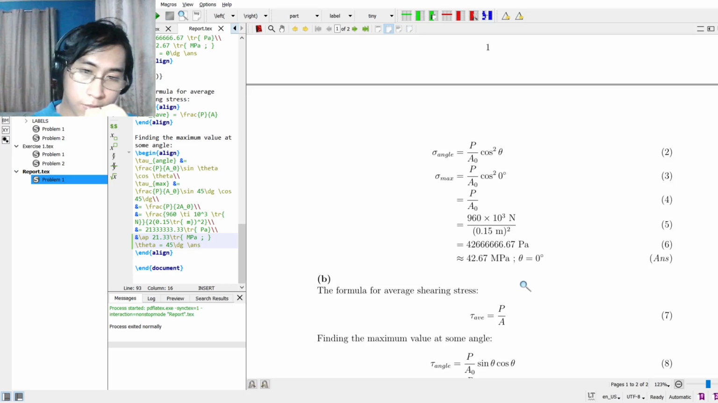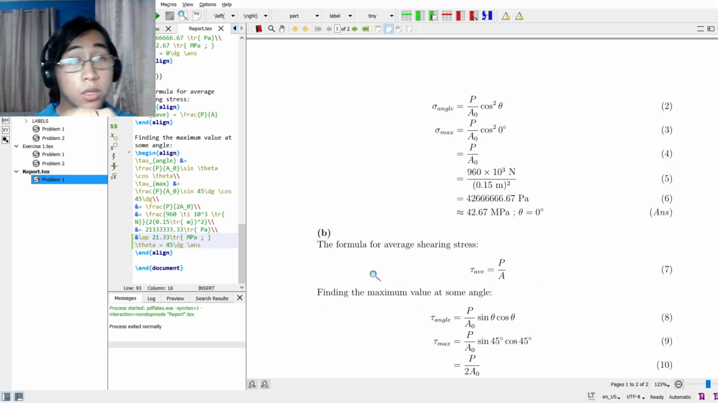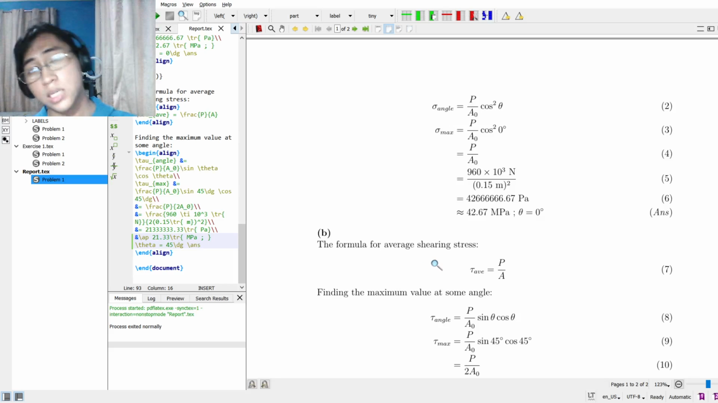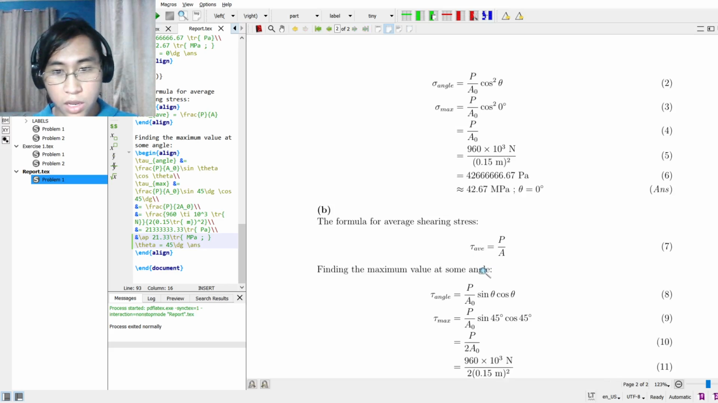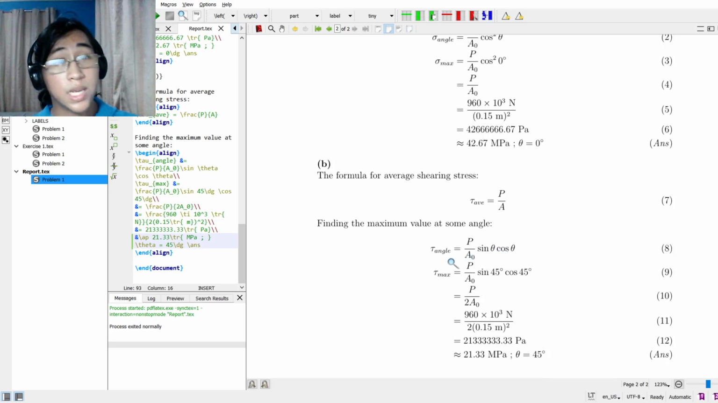And so that's A. We're practically done. Let's move on to B. In B, we're trying to find the maximum shearing stress, and like A, the process is pretty similar. We have a general formula for shearing stress under axial loading, which is P over A. Get that out of the way. But since we're doing it on an angle, it's gonna change to P over A naught sine theta cos theta.